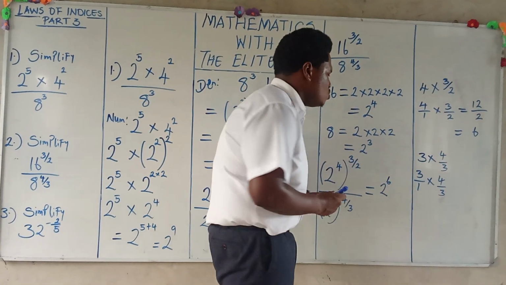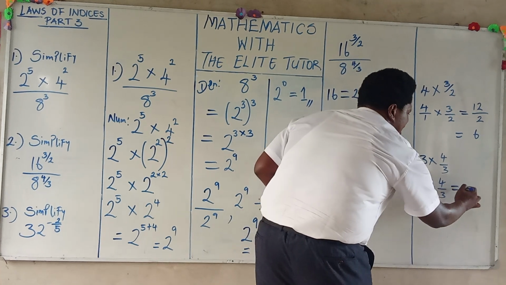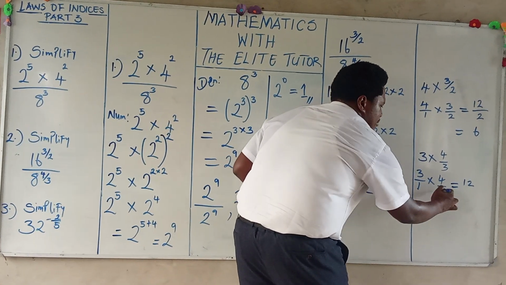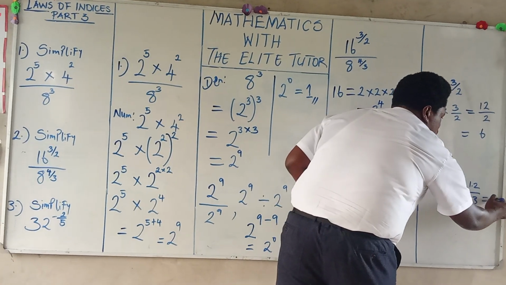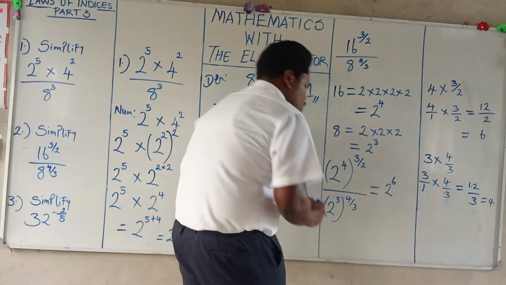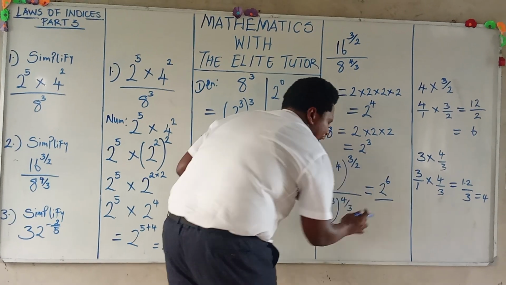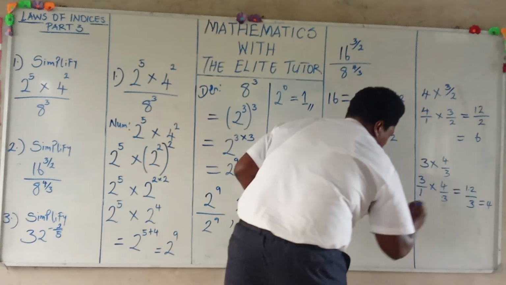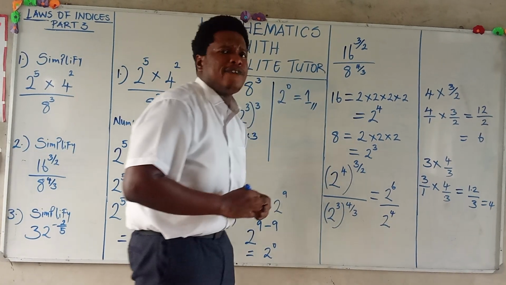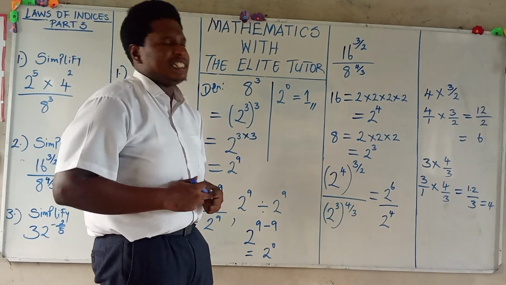Now we can multiply 2.3 times 4 gives us 12, and 1 times 3 gives us 3. 12 divided by 3 gives us 4. So we can see that our denominator is 2 raised to the power of what? 4. How do we get 4? 3 times 4 over 3.